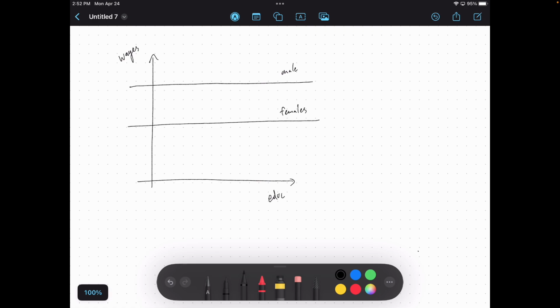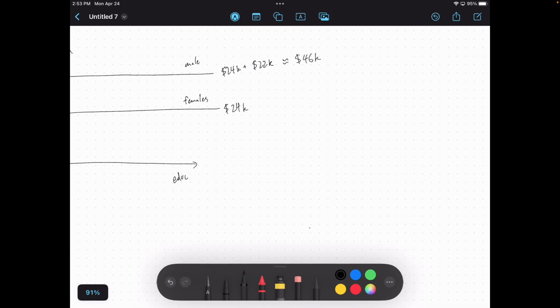Who can remind me in Model 1 what these numbers are? It was 24,000, and then male was 46,000. So this is 24K, and males is 24K plus 22K-ish, so about 46K. That is what our graph would look like in reference to the results of the first model.